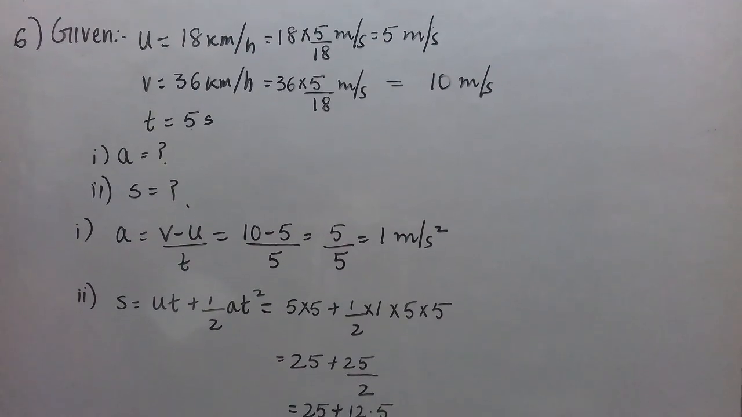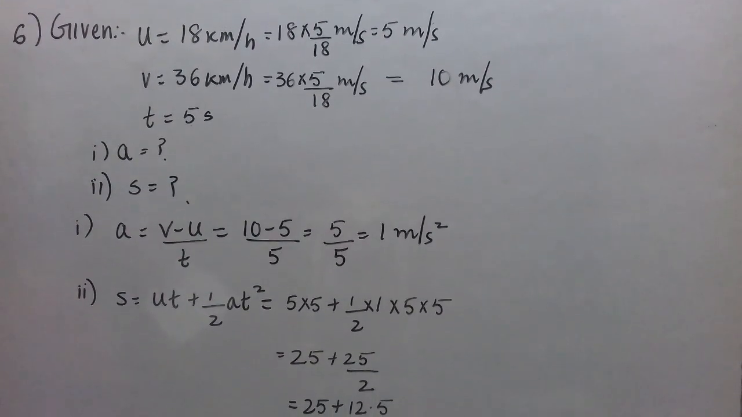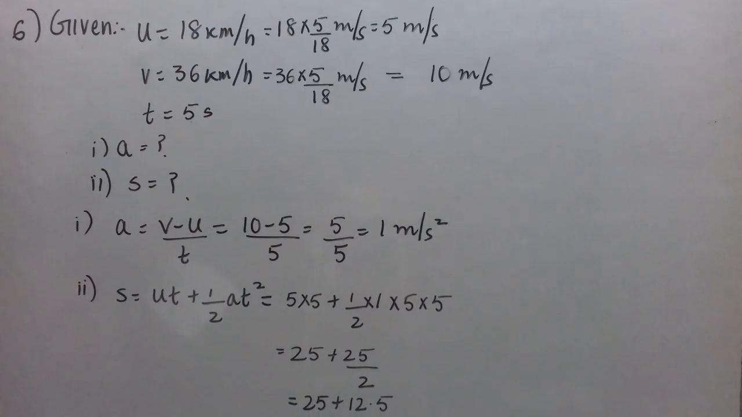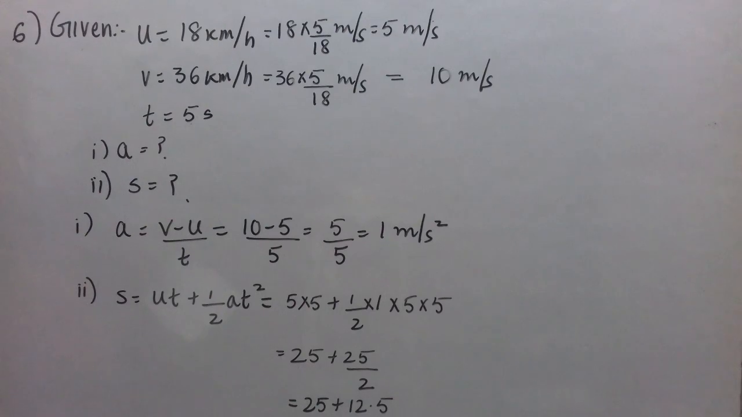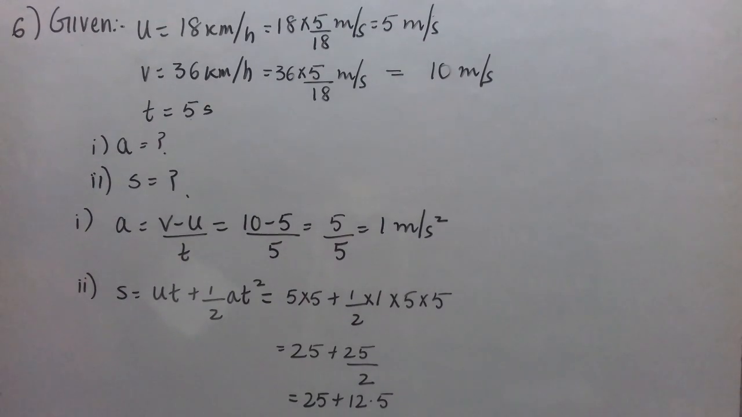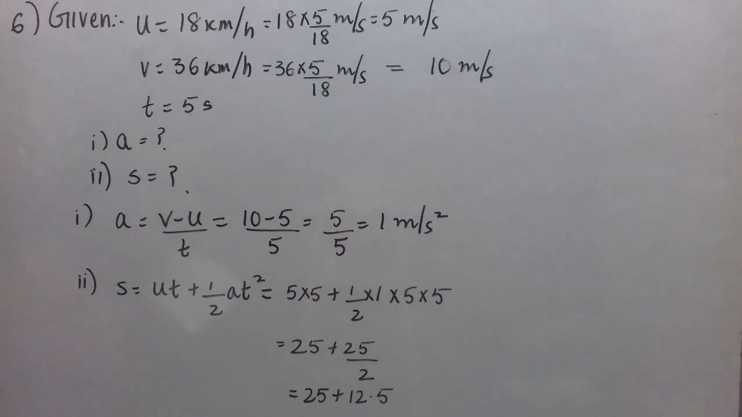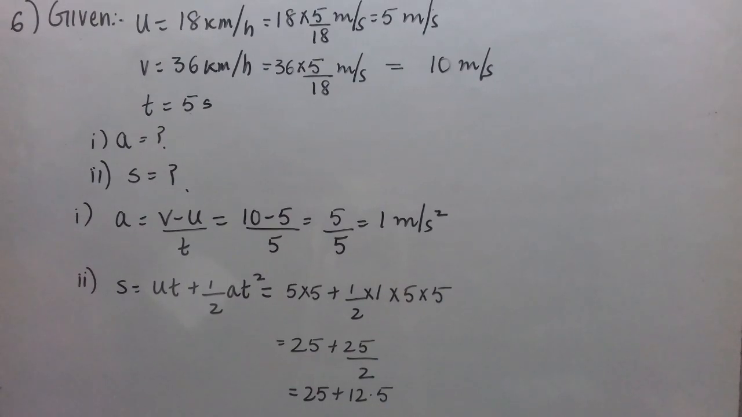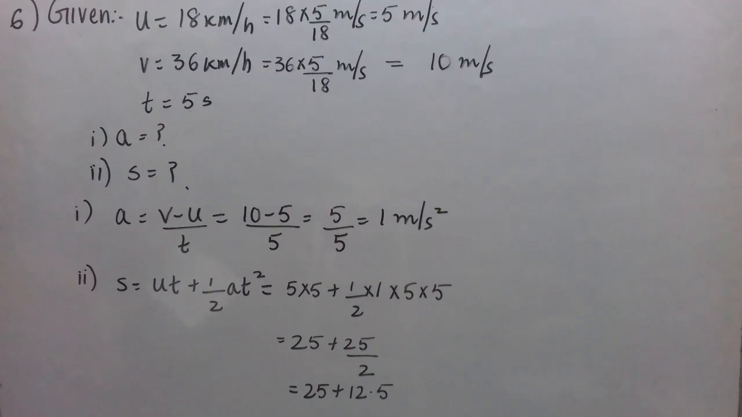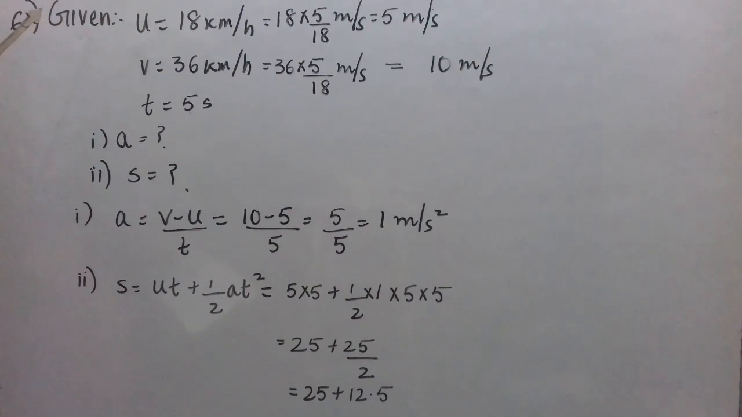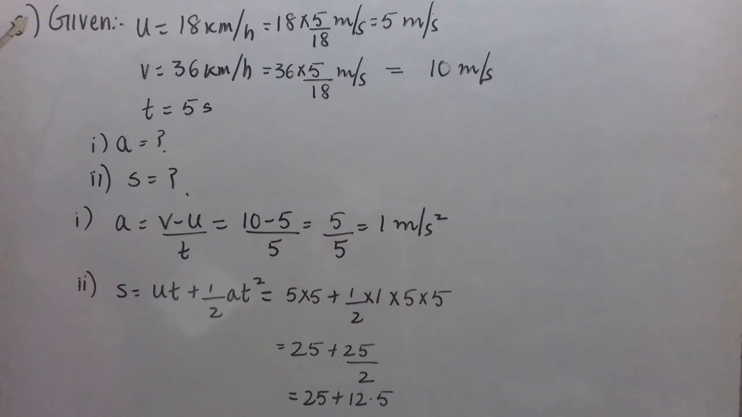Now the sixth numerical is: a car accelerates uniformly from 18 km per hour to 36 km per hour in 5 seconds. Calculate 1. the acceleration, and 2. the distance covered by the car in that time. So we'll write now what is given. A car accelerates uniformly from 18 km per hour to 36 km per hour in 5 seconds.